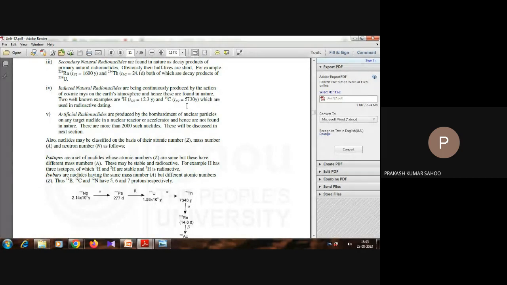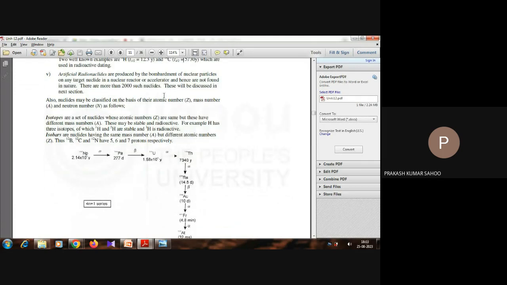What is carbon dating? It is used to determine the age of old samples, that is the age of a tree, age of a mummy, or age of a historical thing that is collected from different sources. So by the carbon dating process, we are determining the age of that old species. Then artificial radionuclides: till now 2000 such nuclides have been invented, and this will be discussed in the next section.